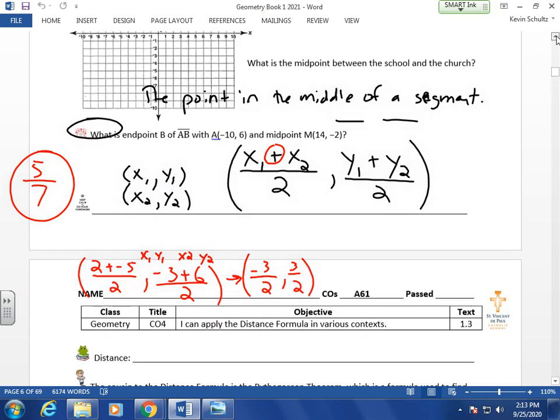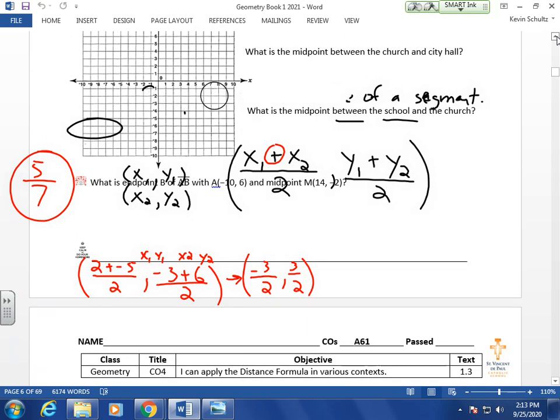If we were to plot endpoints A and B on this coordinate plane, they were 2, negative 3, and negative 5, 6. So 2, negative 3, right here. Negative 5, 6 is up here. This is that segment that we just solved for the midpoint for, plotted. The midpoint of this is at negative 3 halves, positive 3 halves, or negative 1.5, positive 1.5.